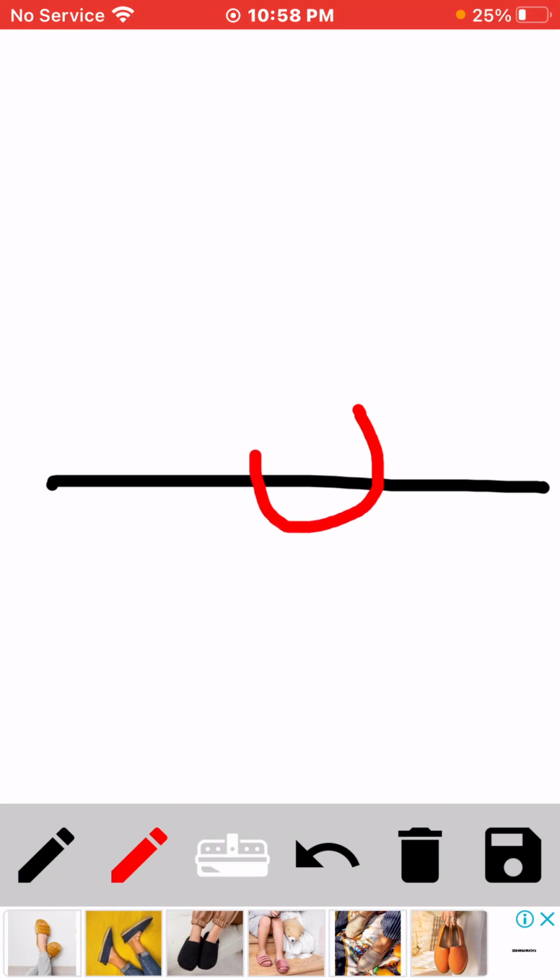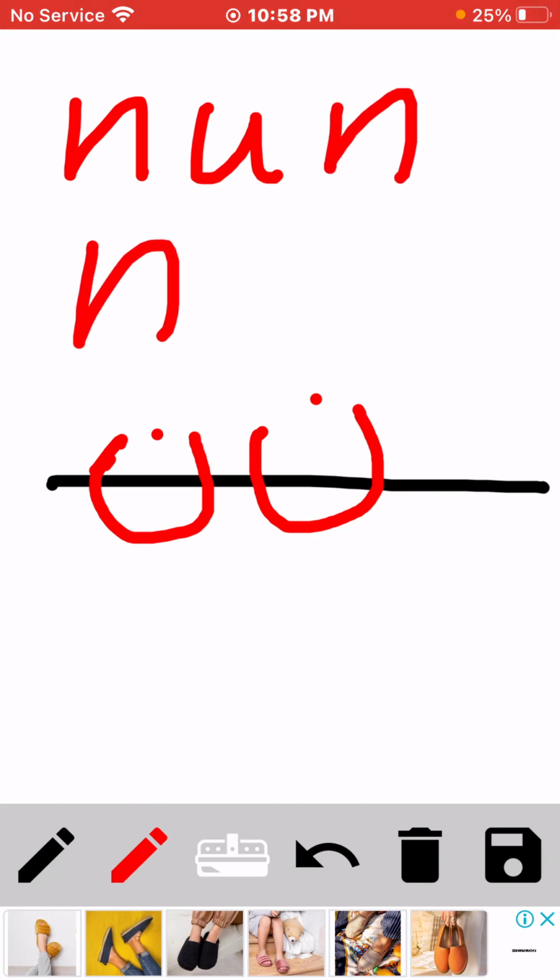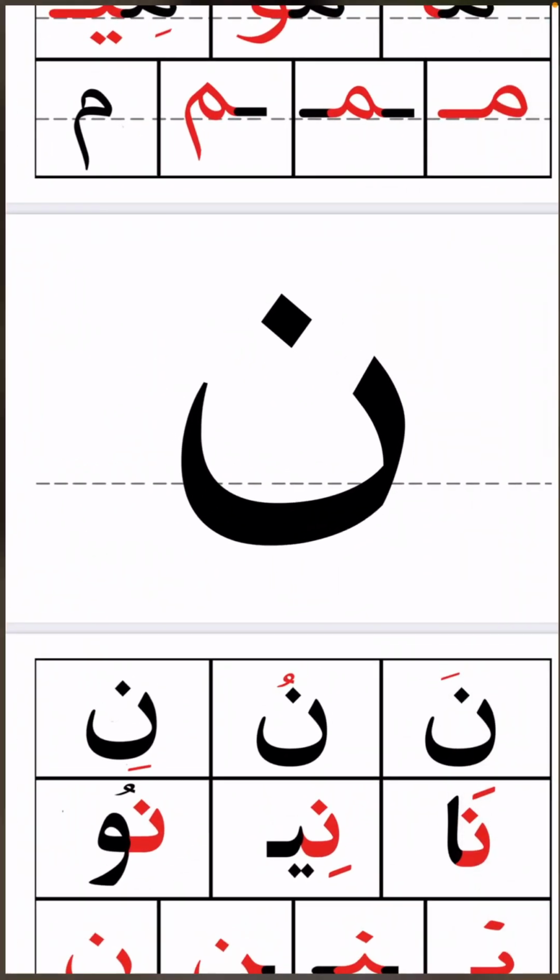How do we write it? Letter noon is light. It is a deep plate and above it one dot. Its name is noon and its sound is na.